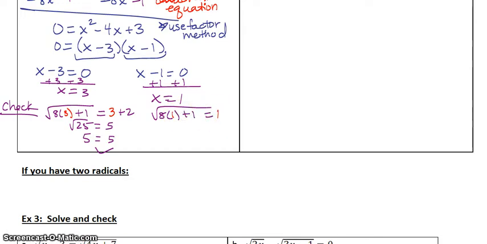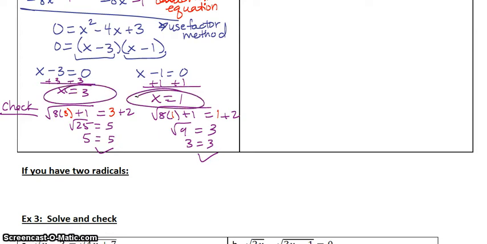This time I'm plugging in a 1 for both of the x's. 8 times 1 is 8 plus 1 is 9, so I got the square root of 9 equal to 3. Okay, yep, so actually in this situation, neither of them ended up being extraneous. There's just two answers.